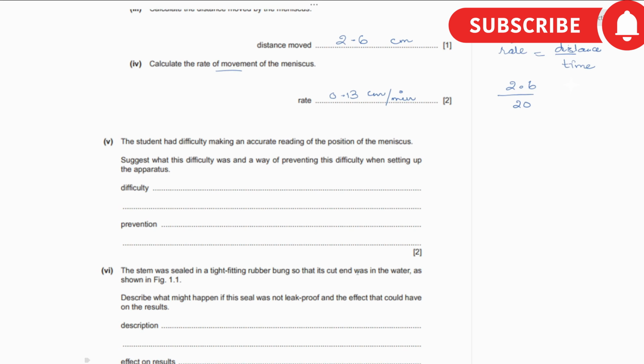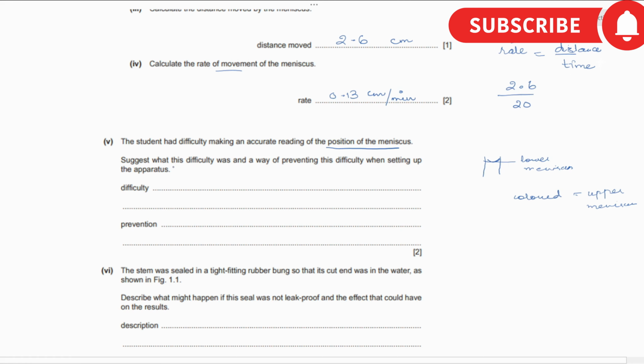The student had difficulty making an accurate reading of the position of meniscus. Now, what is meniscus? Meniscus is basically the upper layer. In colorless substances, we actually take readings from the lower meniscus, and in colored substances, we take reading from the upper meniscus. How do we take the reading? Our eye level should be basically parallel to that meniscus. We should not be looking from top or bottom. It should be on the level.